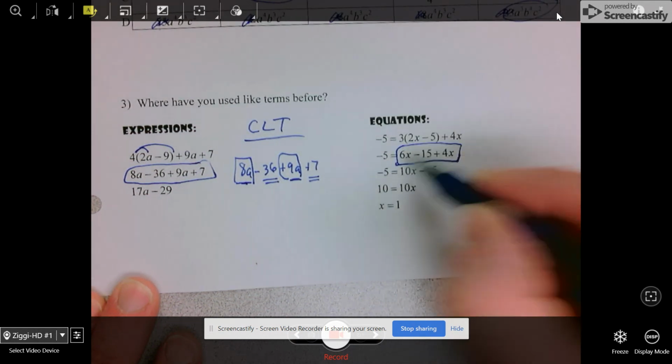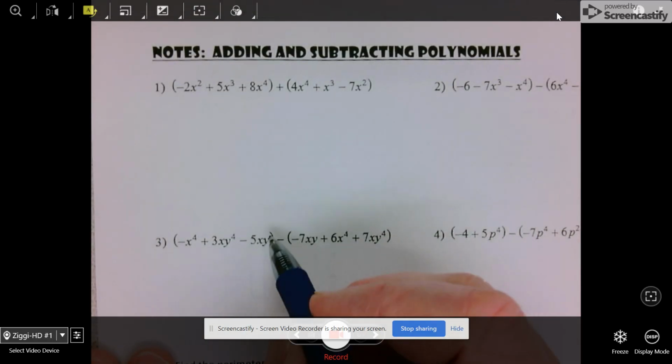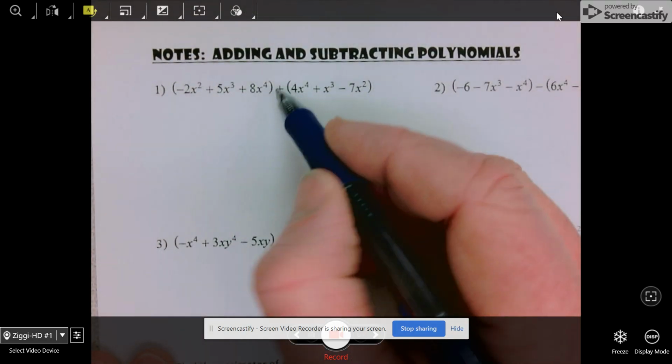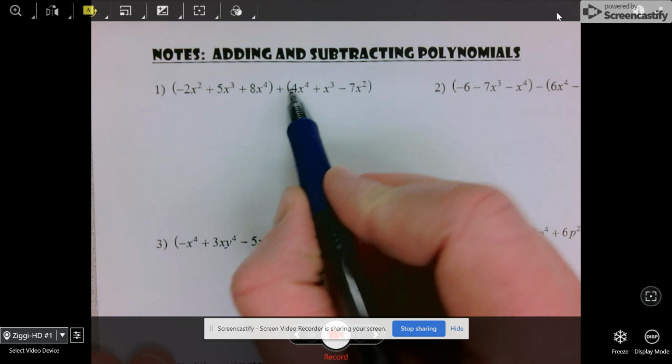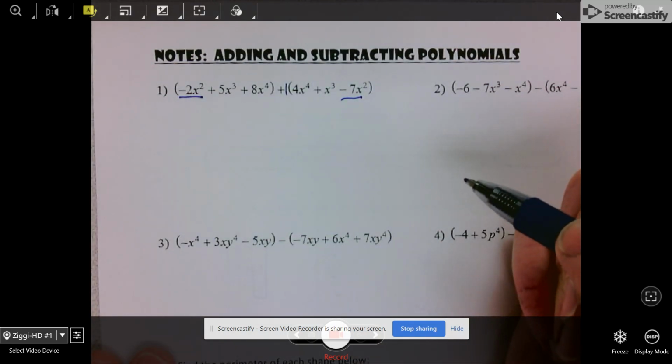Okay, so here's what we're going to be doing. We're not solving anything. We're simplifying things for these notes. And so what I'm going to do is look at the operator here. If it's a plus, the parentheses don't really mean anything because if I distribute, this is like distributing a plus 1. Everything is the same. So now I'm just going to look for like terms. So here is negative 2x squared. And so I'm going to single underline any other x squared. So I have negative 2 and negative 7, which is negative 9x squared.